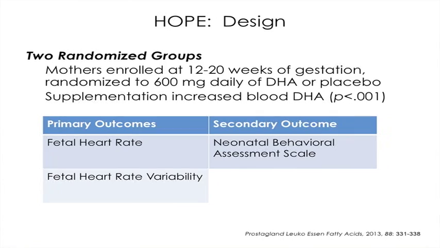And so what we did is we enrolled moms at 12 to 20 weeks of gestation and randomized them to either get 600 milligrams of DHA or 0. They had corn oil. We took bloods. We know that the supplementation was bioactive. And our primary outcomes were fetal heart rate and fetal heart rate variability. And our secondary outcomes were a neonatal assessment called the Neonatal Behavioral Assessment Scale. We sometimes know this as the Brazelton scale.